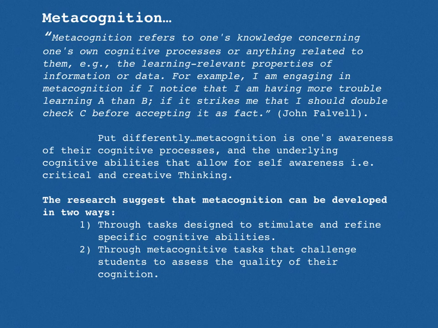Now that we know what metacognition is, how do we teach it? Well, the research shows that there are two ways to promote metacognitive development. The first is by giving students tasks that require the use of specific metacognitive skills like critical and creative thinking in order to stimulate their development. The second is to explicitly teach metacognition by giving students metacognitive tasks, tasks that ask students to assess their cognitive abilities, like peer and self-assessment.